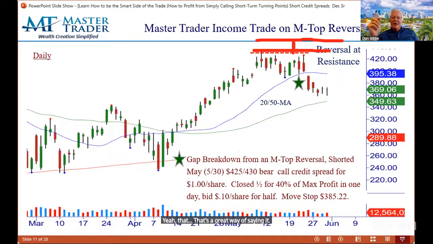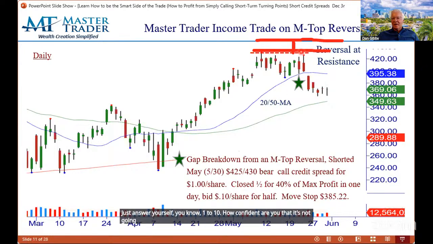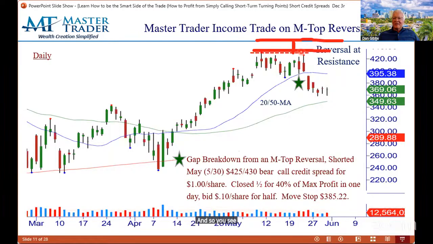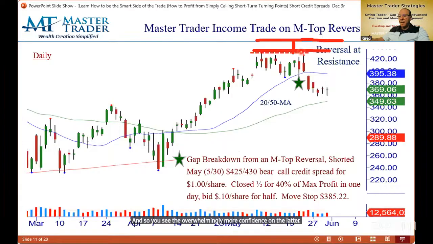But how confident are you that this is going to keep going lower? Just answer yourself, 1 to 10. How confident are you that it's not going back above this red line for 3 days? And so you see the overwhelmingly more confidence on the latter. Right. And so this is what we're after with credit spreads. That's what you should be after with a credit spread.